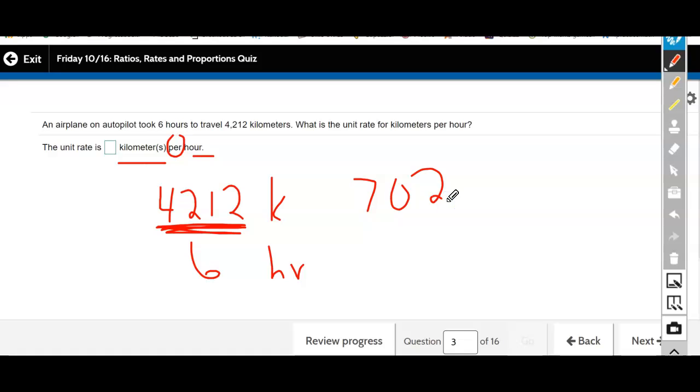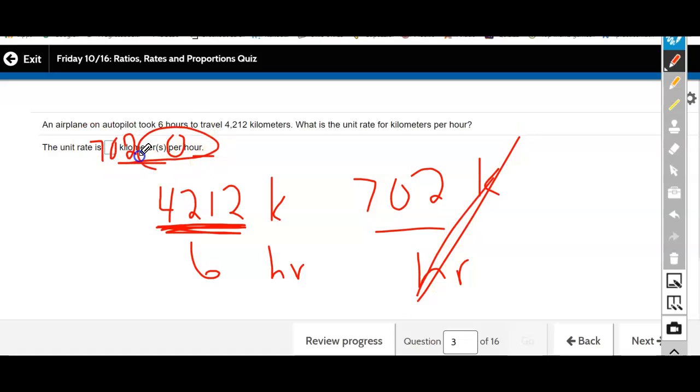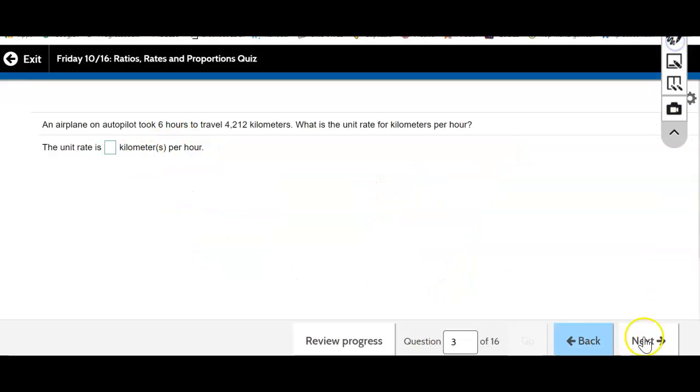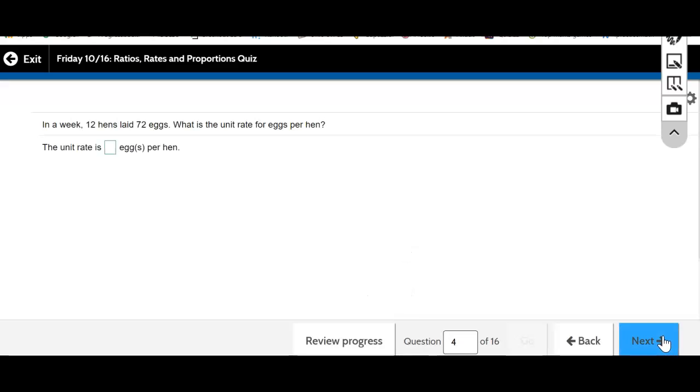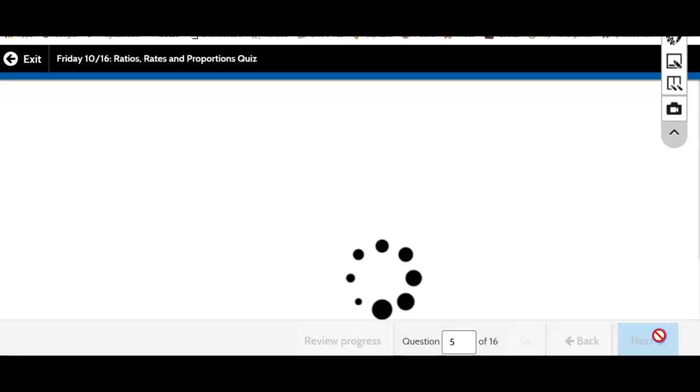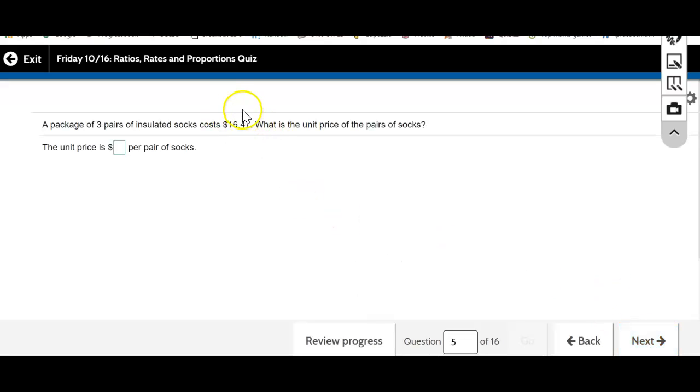And that is kilometers over hours, but I don't need that part, right? Because that's already there with our label. We just put in 702 right there. Remember that? And then we got unit rate for eggs per hen. You just divide it out. Cost per pair of socks.